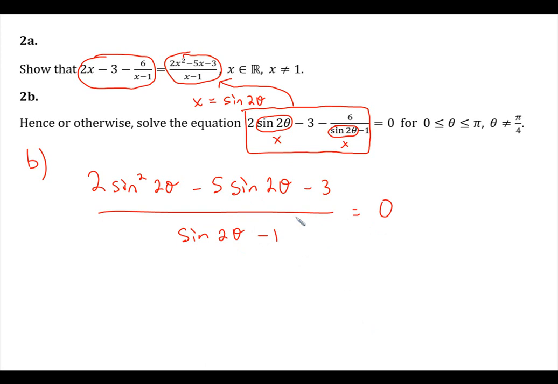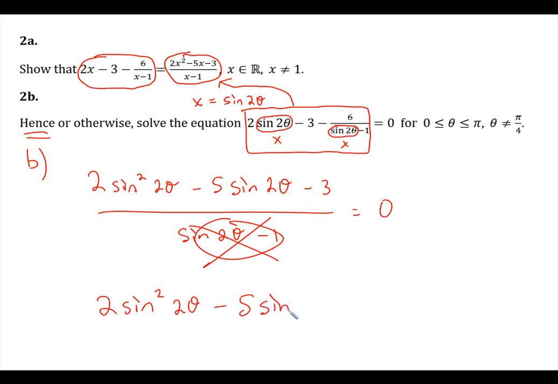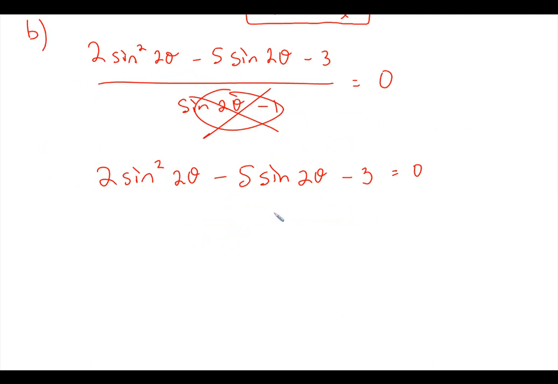So that's the first thing you need to recognize. Anytime IB says the word hence, that means you should use something you've done previously to help you solve this problem. Now, if we set this equal to 0 and we're solving, the denominator is irrelevant, because if I multiply both sides by the denominator, it divides out and this will still be 0. So what I'm really solving for is just 2 sine squared 2 theta minus 5 sine 2 theta minus 3 is equal to 0.